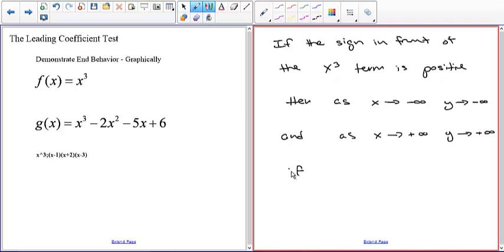If the sign in front of the x cubed term is negative, then it's exactly the opposite.